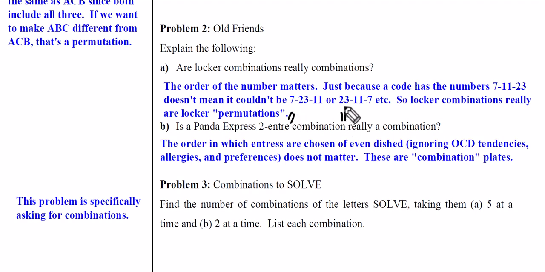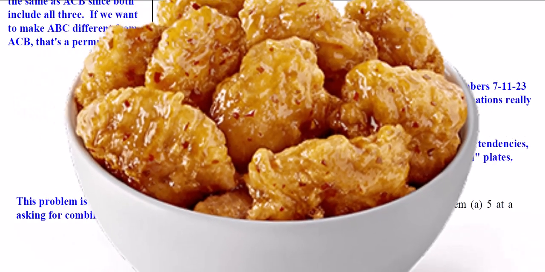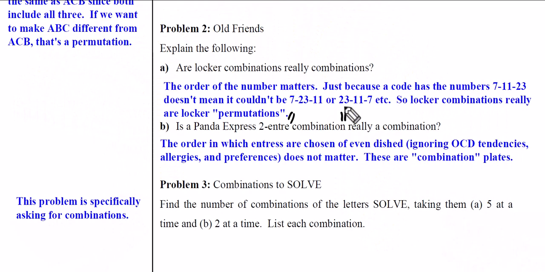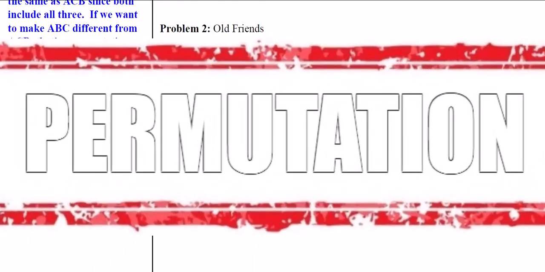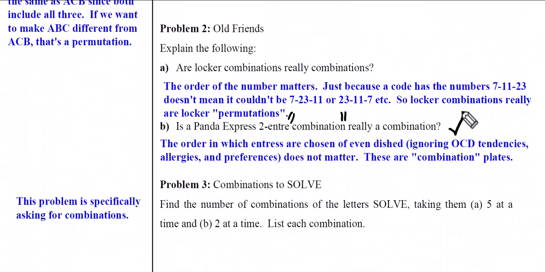Is it really a combination? Well, does it matter what order we get orange chicken or anything else? As long as it ends up on the plate, it doesn't matter what order it came in. So in that regard, a two entree combination really is a combination. So this one checks out. But the locker combination should technically be called a locker permutation because the order or the sequence of the numbers actually has significance.